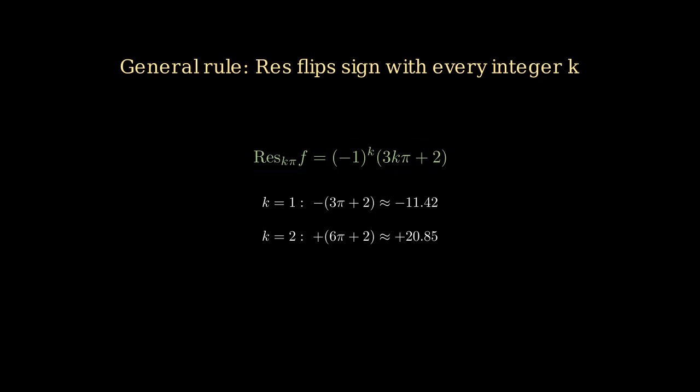The general formula, verified numerically for k equals 1 and k equals 2, is the residue at z equals k pi equals negative 1 to the power k times the quantity 3k pi plus 2. Watch the sign carefully. It flips with every integer k.